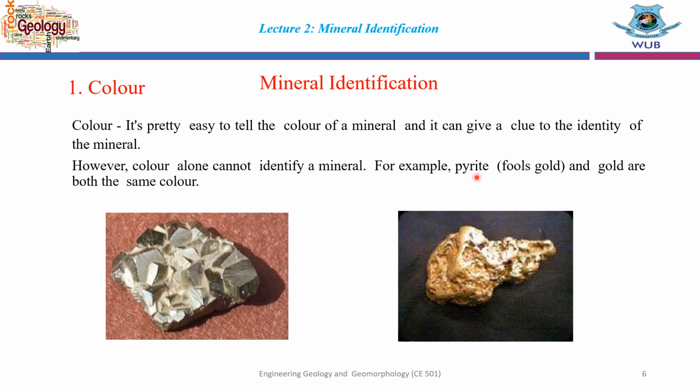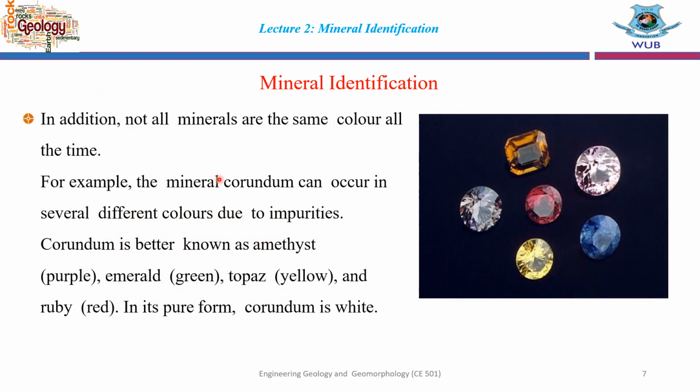For example, pyrite, also called false gold, and gold are both the same color. That means which one is pyrite and which one is gold, you are unable to identify depending on the color. But color is a clue for the identification of a mineral. In addition, not all minerals are the same color all the time.